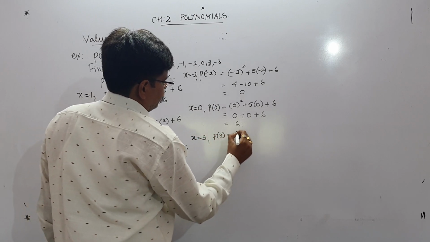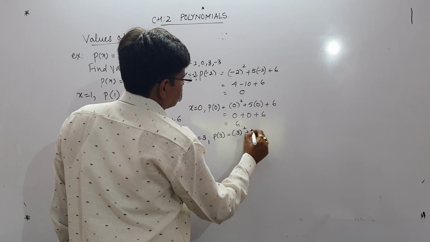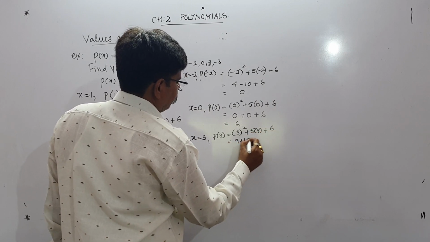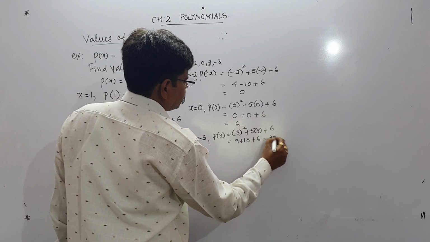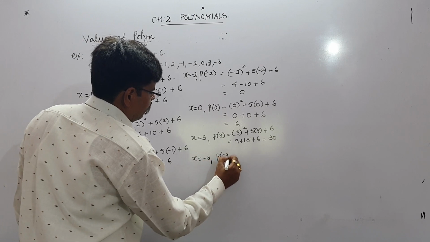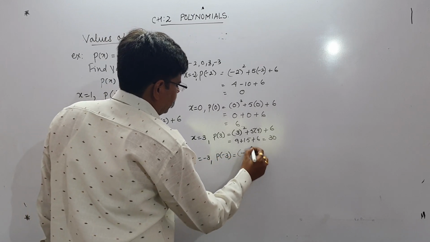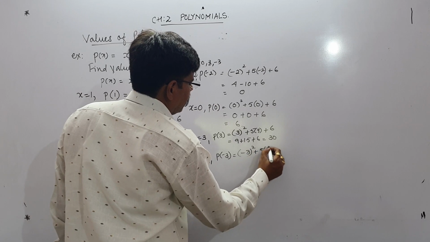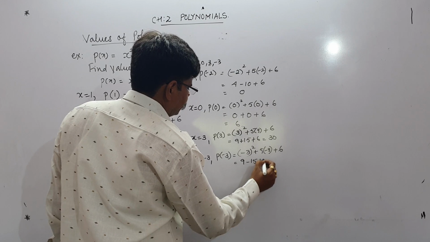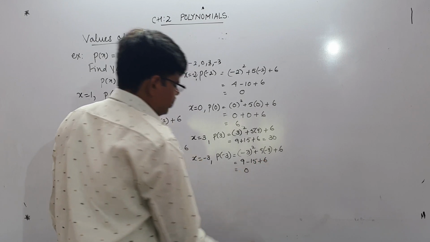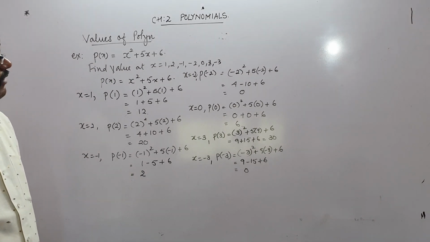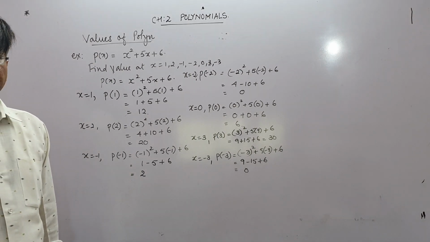P of 3: 3 the whole square plus 5 into 3 plus 6, 9 plus 15 plus 6. The answer is 30. X is equal to minus 3: P of minus 3, minus 3 the whole square plus 5 into minus 3 plus 6, 9 minus 15 plus 6. The answer is again 0. Finding out the different values at given values of x.